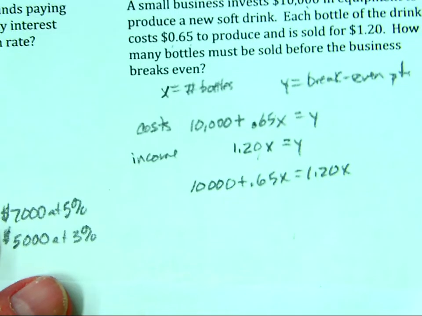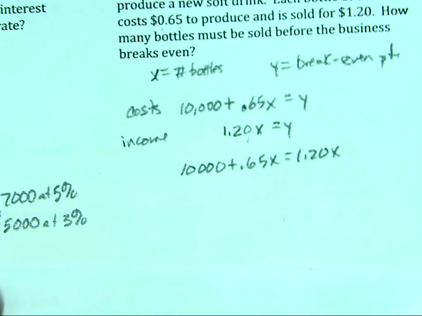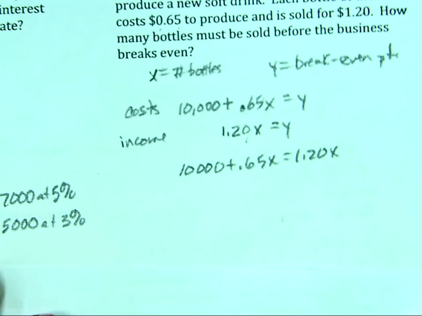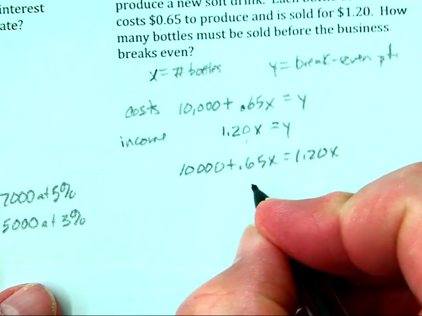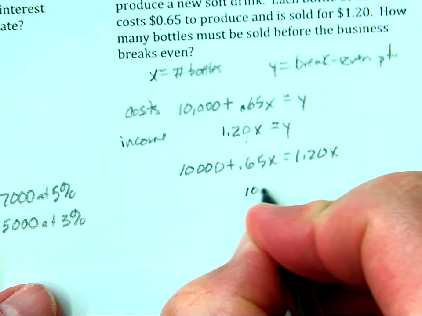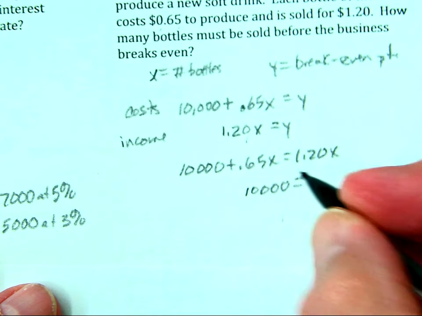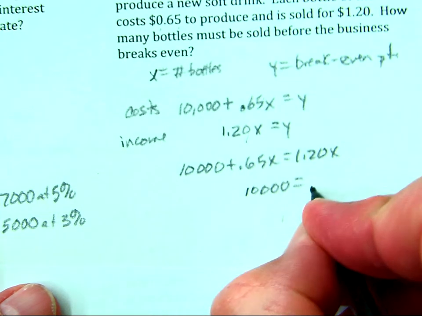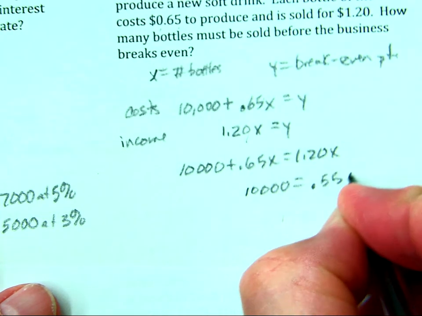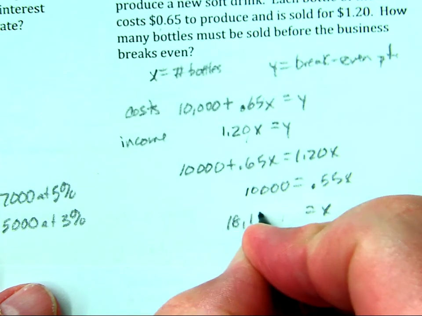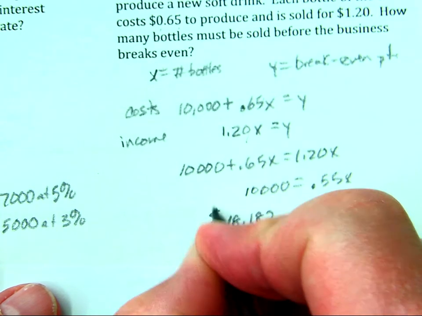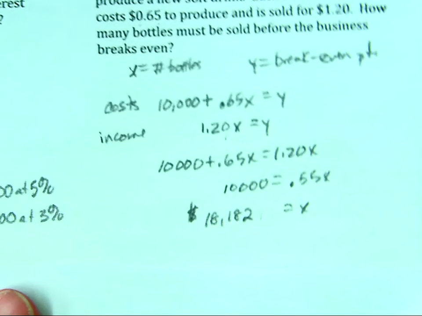These are a little different than the other ones because you could really do this as essentially a one variable problem. It's kind of a new problem. I haven't seen these much, but I see it, so I thought we'd do one like it. Now we need to solve for x. If we subtract 0.65x, we get 10,000 equals 0.55x. If we divide by 0.55, we get 18,182. It actually works out to a decimal, but approximately that many.